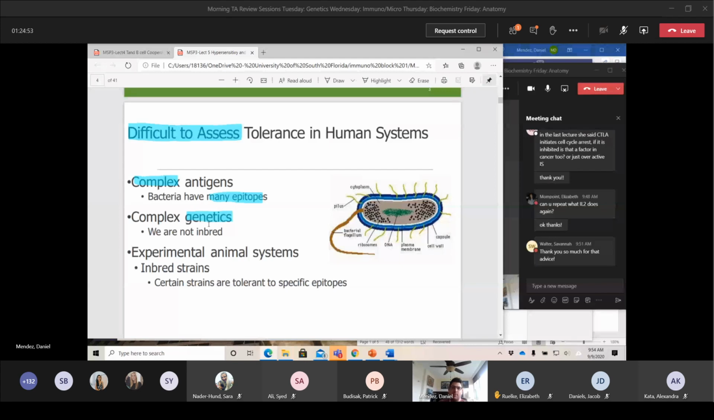Same thing as we'll get into when we do class switching at the end. She has a little genetic diagram, which you'll see in block 3 of genetics, that we have a very limited amount. Even though there's a lot of variability, there is still a limit to the types of antibodies that we can make in the human body.